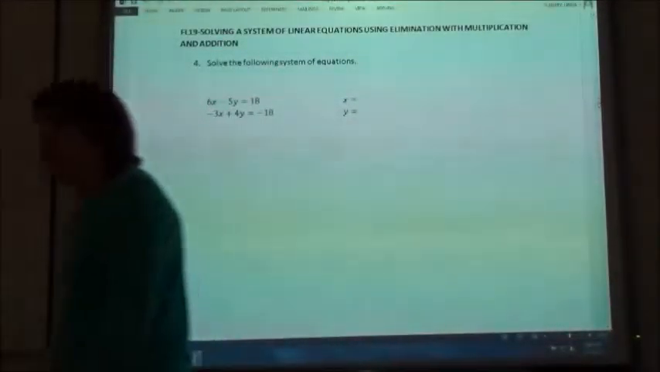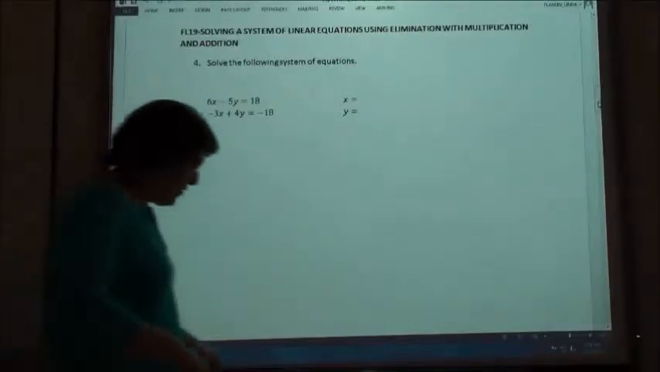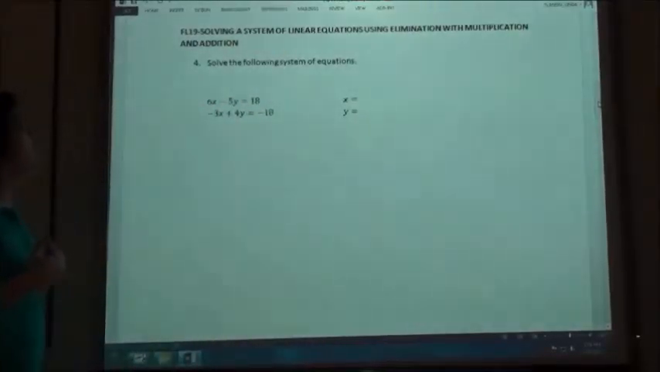Sometimes we have a system of equations that don't have a plain x or a plain y, and if we tried to rearrange it and solve it, we'd have a bunch of ugly, nasty fractions to work with. Not that you couldn't do that, but it's a lot harder to work with fractions. So this method is called the elimination method.